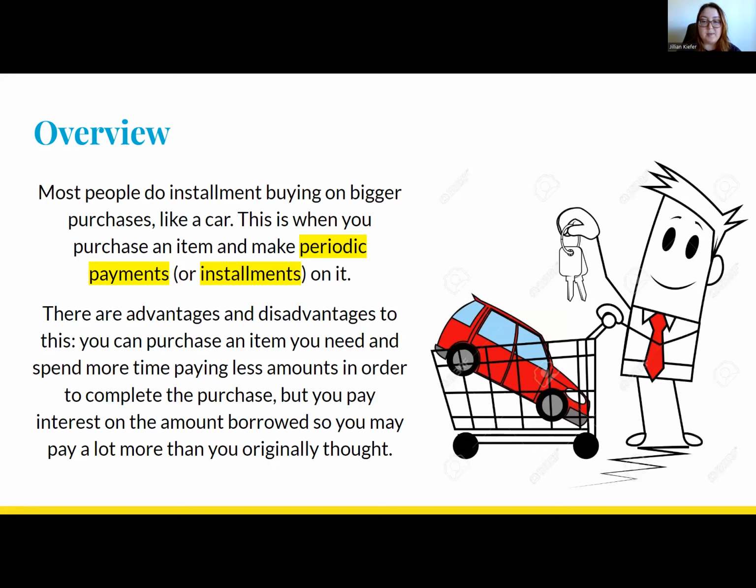You can purchase an item that you need and spend more time paying less amounts in order to complete your purchase, but you pay interest on the amount borrowed, so you may pay more than you originally thought you would. So there are pros and cons of installment buying versus buying something outright. But most people do choose to installment buy just because a lot of times you may not have the money up front, but you could definitely pay it off over a specific amount of time, which makes it a lot easier, a lot more reachable for most people.